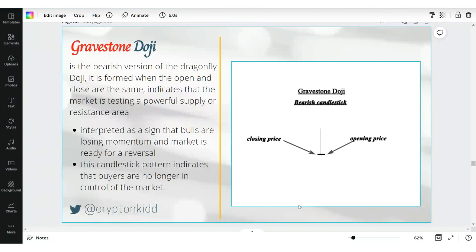Number 1, it is interpreted as a sign that bulls are losing momentum and the market is ready for a reversal, all right? It means the market is about to go down, guys. Number 2, it means buyers are no longer in control of the market, guys. These are the 2 ways that you can interpret a Gravestone Doji. These are the 2 basic meanings behind the Gravestone Doji, guys.